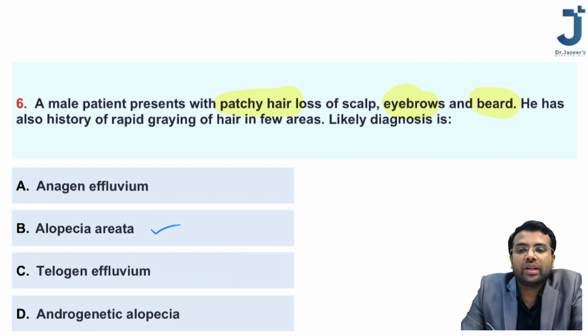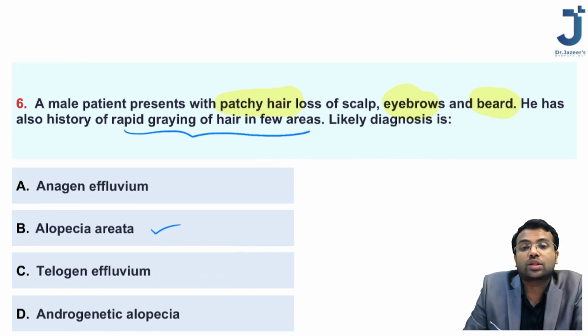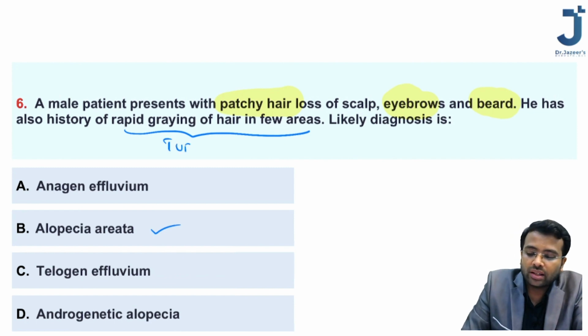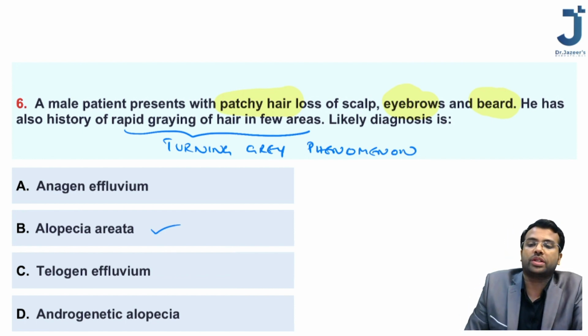Wherever you see patchy hair loss, it is more likely to be alopecia areata. But what do you mean by this rapid graying of the hair in a few areas? This is actually another phenomenon that you see in alopecia areata. This is called the turning gray phenomenon. Patchy hair loss, not only in the scalp but also affecting the eyebrows as well as the beard, and this patient is also complaining of the turning gray phenomenon. So this is going to be alopecia areata once again.